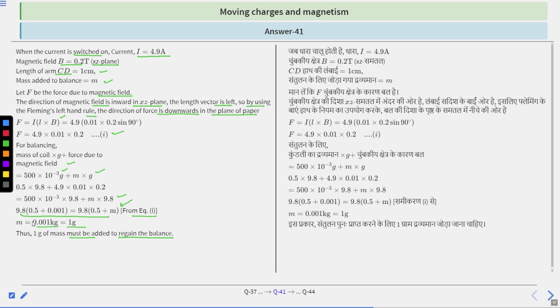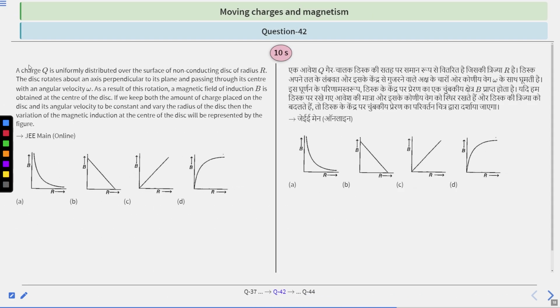Next question. Question 42. A charge q is uniformly distributed over the surface of a non-conducting disk of radius r. The disk rotates about an axis perpendicular to its plane and passing through its center with angular velocity omega. As a result of this rotation, a magnetic field of induction B is obtained at the center of the disk. If we keep both the amount of charge on the disk and its angular velocity constant and vary the radius of the disk, then the variation of the magnetic induction at the center will be represented by which figure?